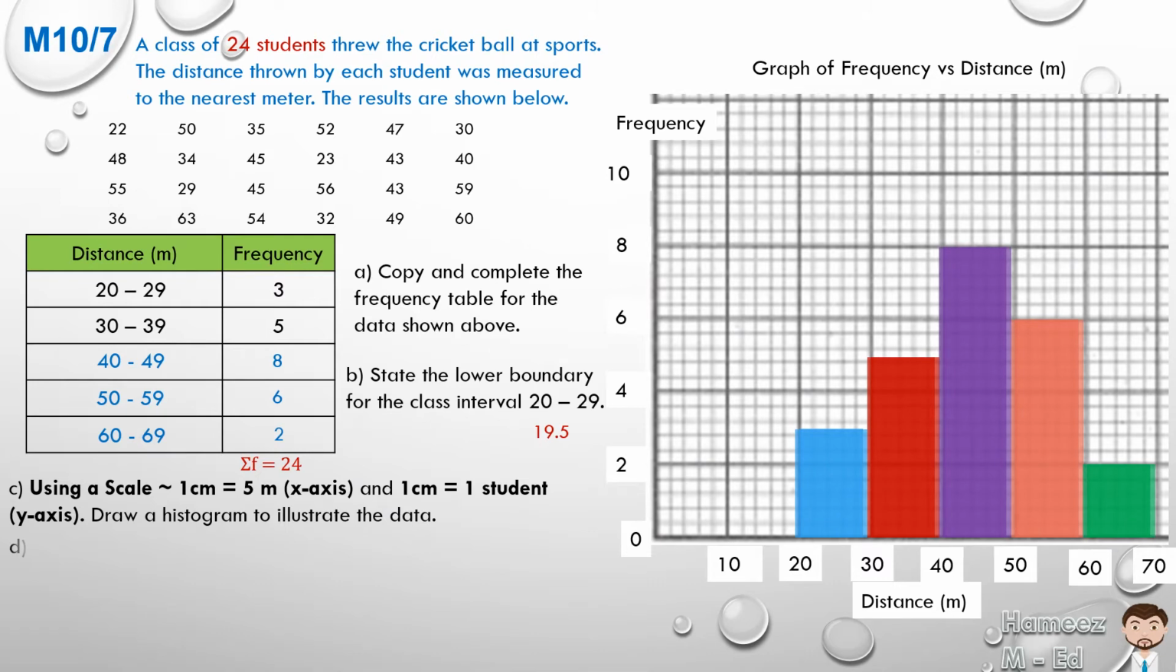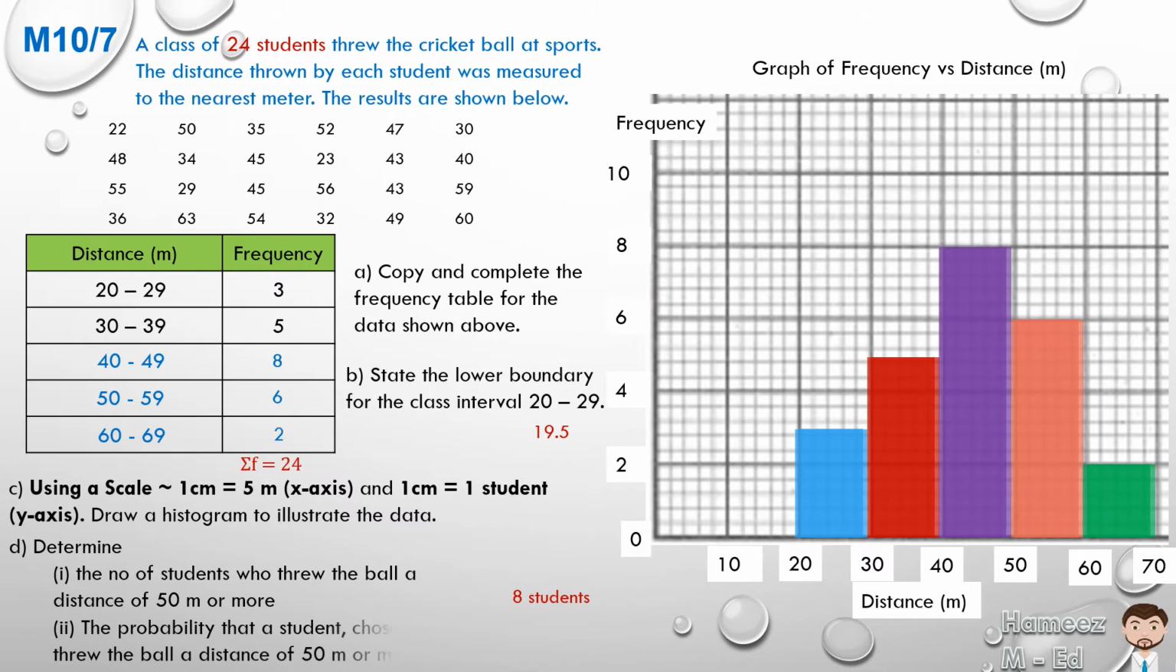So, part D says, determine the number of students who threw the ball a distance of 50 meters or more. This doesn't require that we actually need the graph, but we can actually get it from the table as well. So the number of students who got it for 50 or more would mean the last 2 intervals. In 50 to 59, 6 students threw that distance and 2 more in the last one. So 6 and 2 would be 8 students.